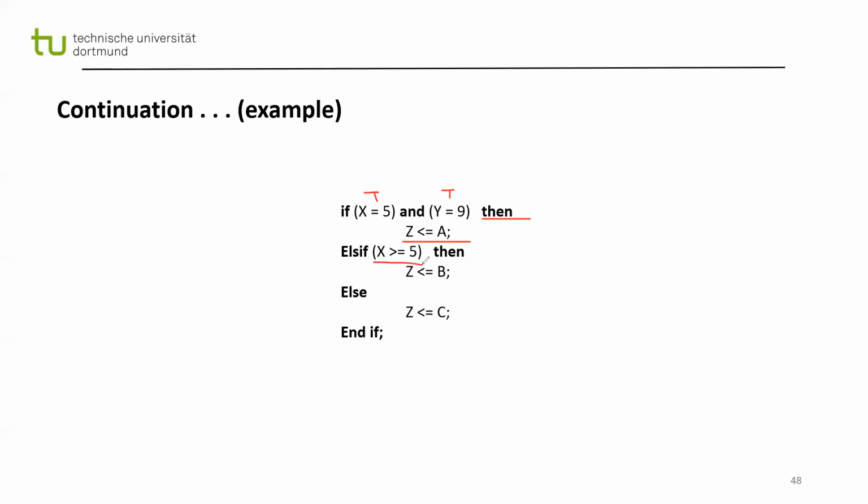Else, if x is greater than 5, then we execute this. And if x isn't equal or greater than 5 and y isn't equal to 9 at the same time, then we will execute this signal assignment. And finally, we end our if statement.